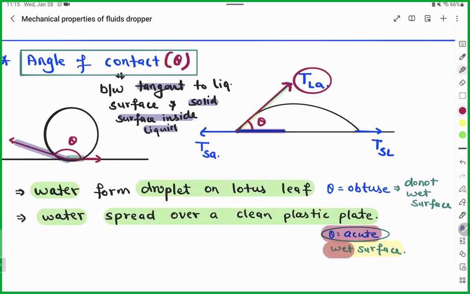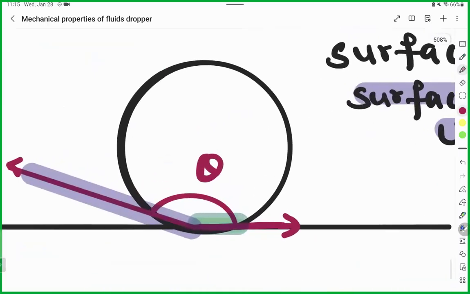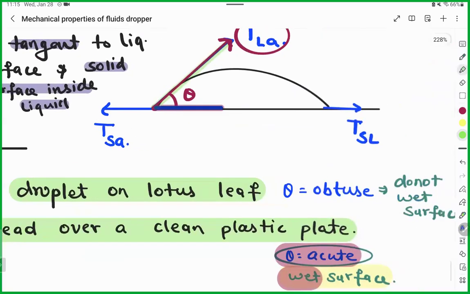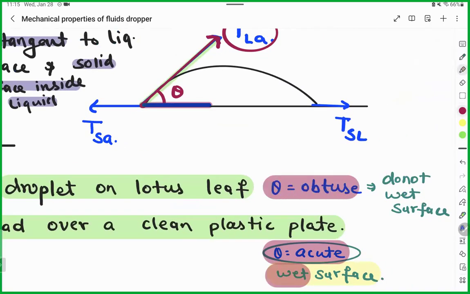But in this diagram, water will form a round droplet. It is not properly even touching the surface. I messed it up, but actually there is only a very small point that touches the surface, so it will form the round droplet. The angle in this case is an obtuse angle, more than 90 degrees. Correct? And as you can see, it is not touching much of the solid surface. It will not wet the surface. Any doubt, guys? This kind of question has already been asked in NEET. Make sense?